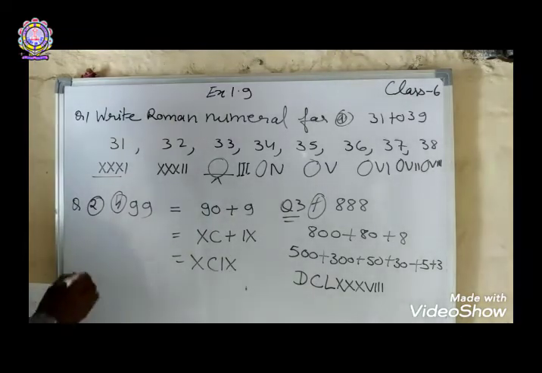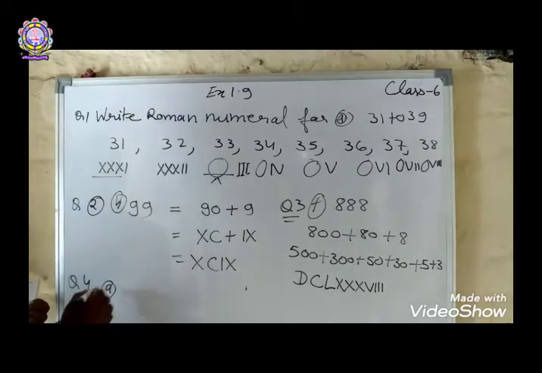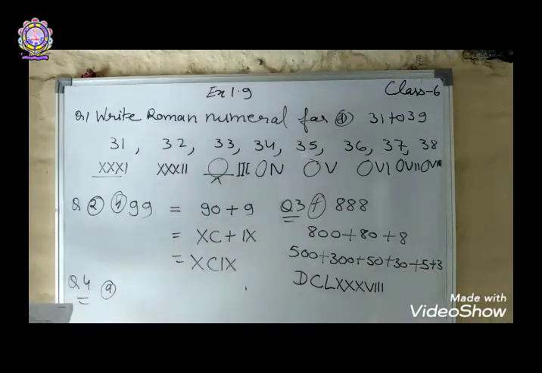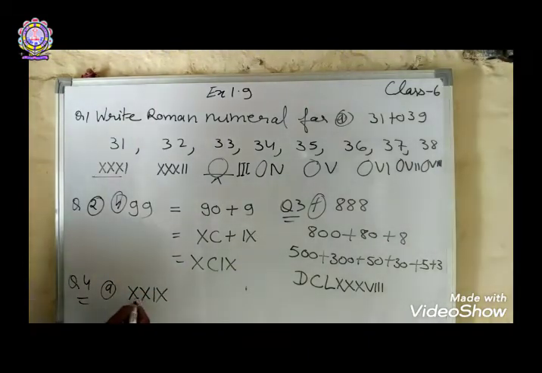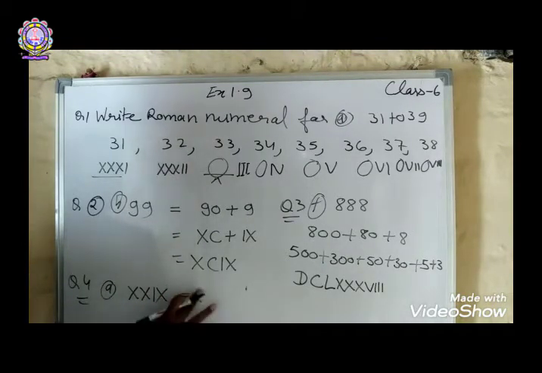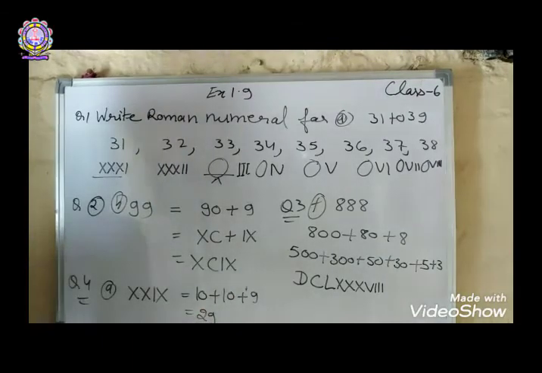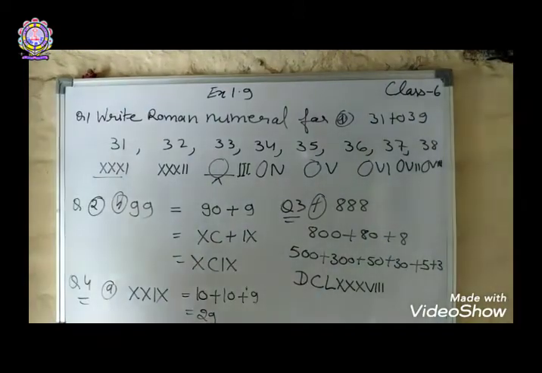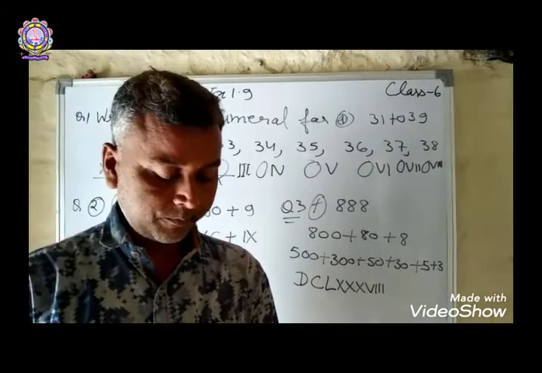Question number 4. First, write the Hindu Arabic numeral for XXIX. So XX is 20 and IX is 9. So how do we write it? 10 plus 10 plus 9 is equal to 29, and so on. So in this way, exercise 1.9 is completed.